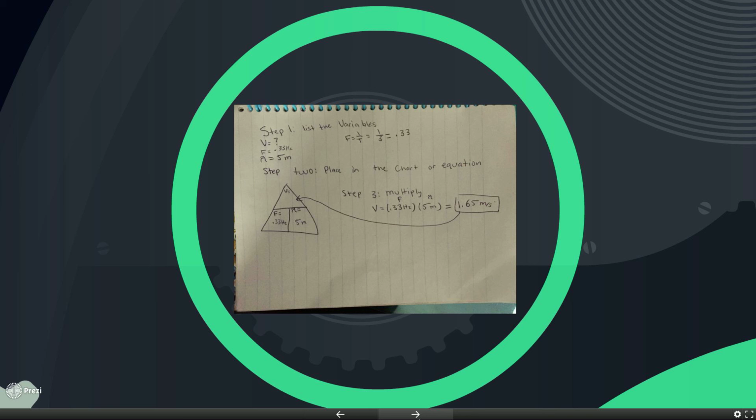Step 2. Place in the chart or the equation. So we have the triangle here on the left. And on the bottom left of the triangle, we have frequency as 0.33 hertz. And then on the bottom right, we have lambda, or wavelength, equals 5 meters. Velocity is blank right now because that's what we're solving for. Step 3, multiply. I wrote it down in the equation just so you can visualize it a little better. So the velocity equals the frequency 0.33 hertz times the wavelength 5 meters. And this equals 1.65 meters per second. And that goes in the velocity part of the triangle. And this is how you use this equation.